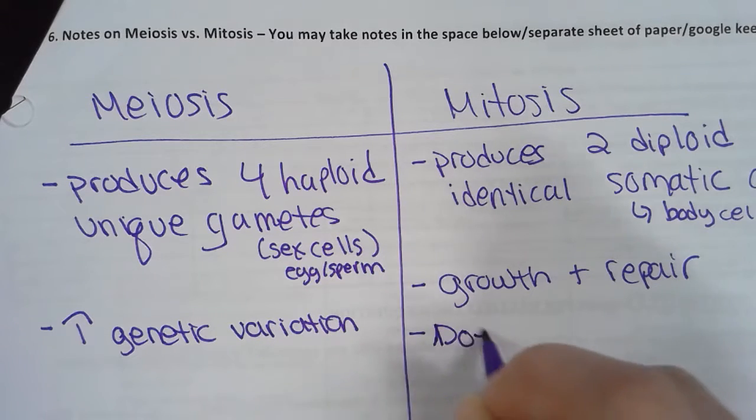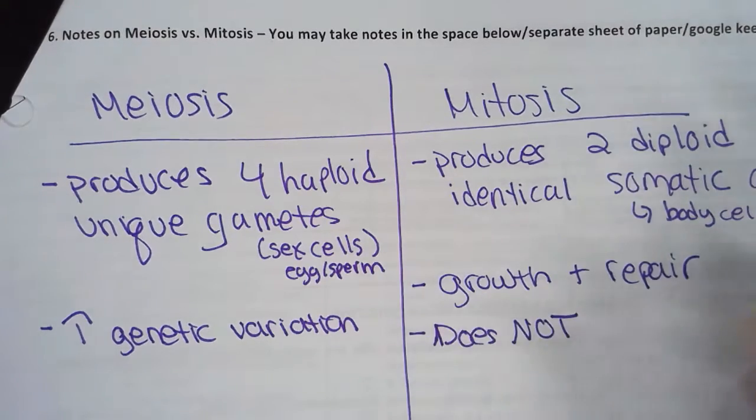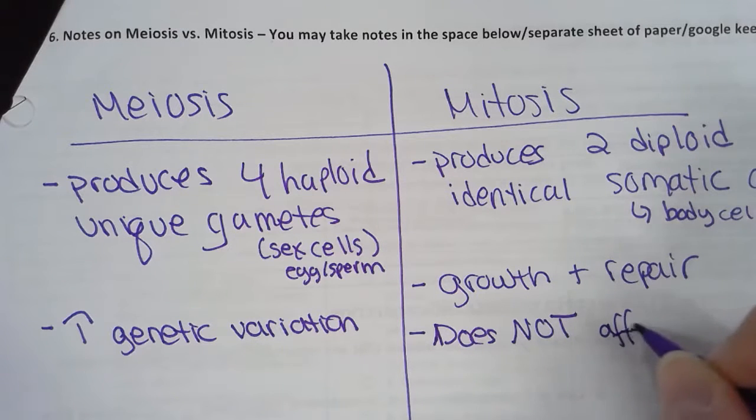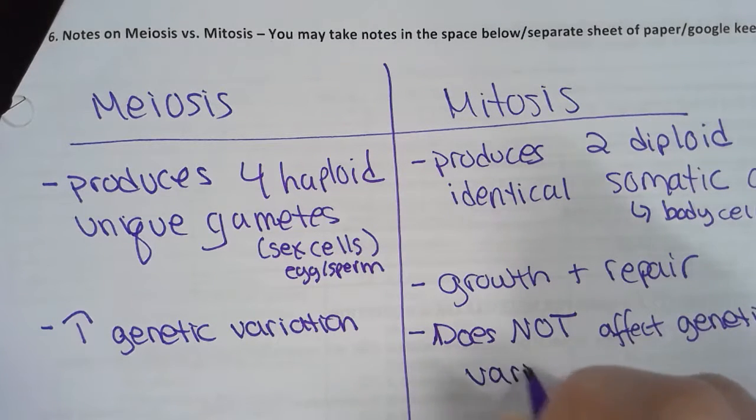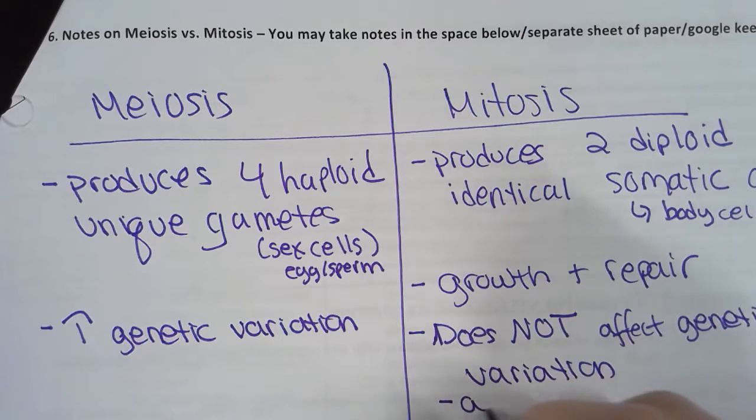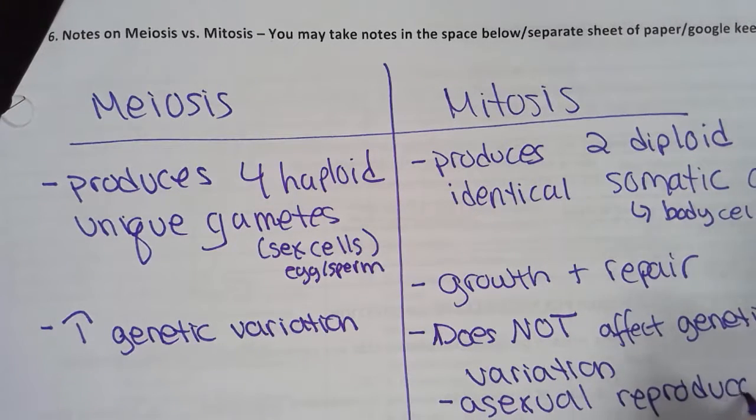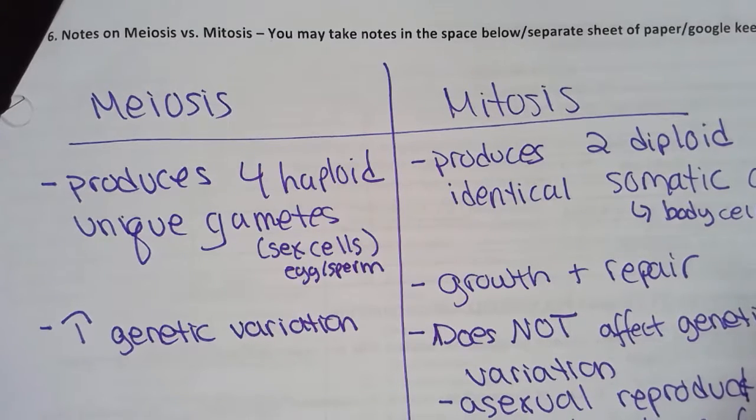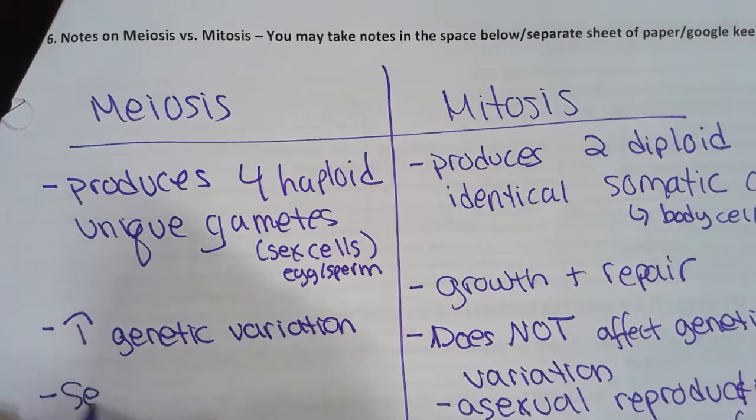Mitosis does not affect genetic variation, because it is a form of asexual reproduction, meaning it creates clones of the original cell. Whereas meiosis is part of sexual reproduction, and that's why we get all of this genetic variation.